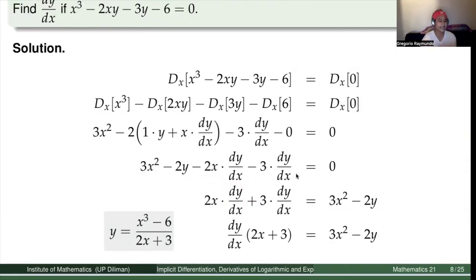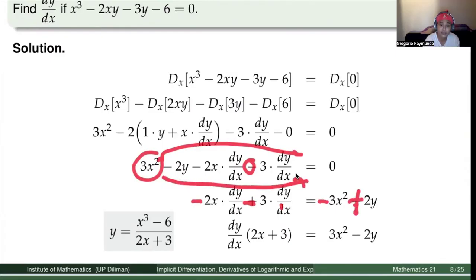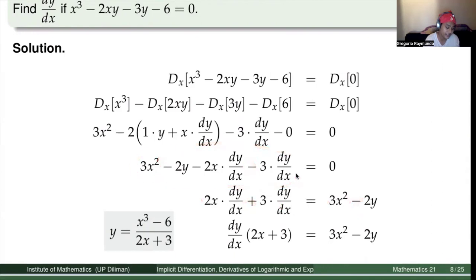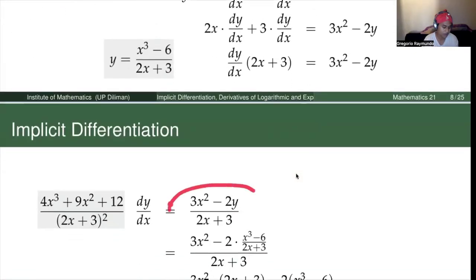Okay. So we get here, negative 2x minus 3 times dy over dx. Tapos pag nilipat ito sa kabila, magiging negative 3x squared plus 2y. And then we can multiply both sides by negative 1, or divide both sides by negative 1. We get this desired result: positive 2x dy over dx plus 3 dy over dx equals 3x squared minus 2y. Then we factor out dy over dx. So we get dy over dx multiplied by 2x plus 3. So we divide both sides by 2x plus 3. We get dy over dx equals 3x squared minus 2y over 2x plus 3.